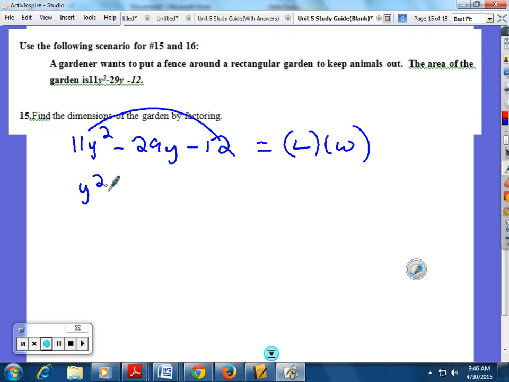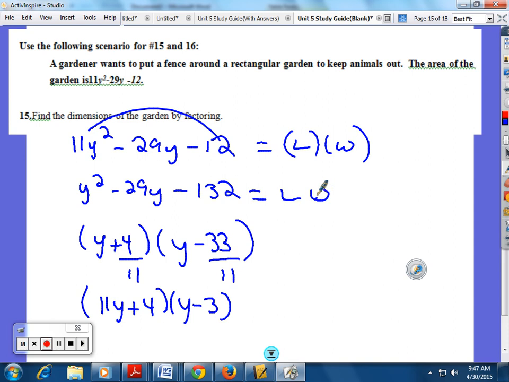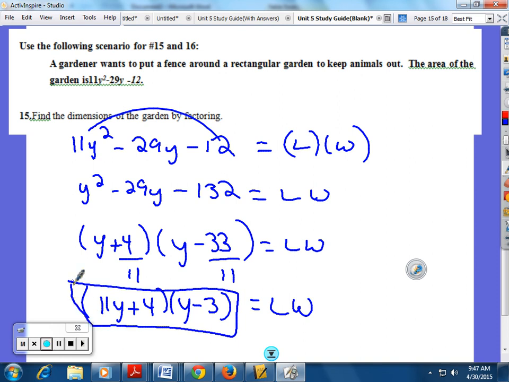So we do the arc it. We factor this. And then we stick our 11 back in our problem. Okay, so we have our length and our width. They ask for the dimensions, so you write, these are the dimensions. These are the length and the width.